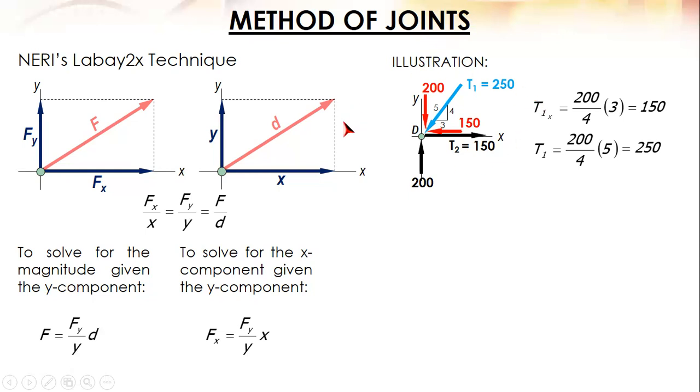So that is the labay-labay technique. After this, you transfer it in the opposite direction. Like, suppose the next joint is here. Your T2 of 150 should be directed to the left, because it is tension. So after one joint, proceed to the next joint until the very last.